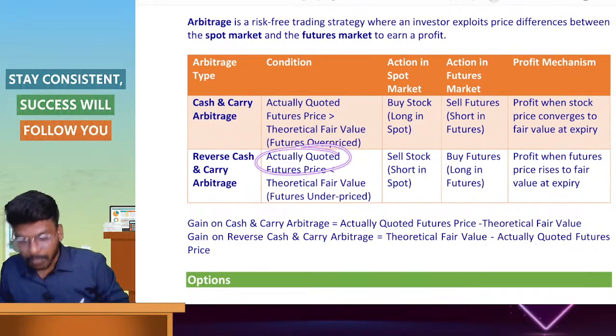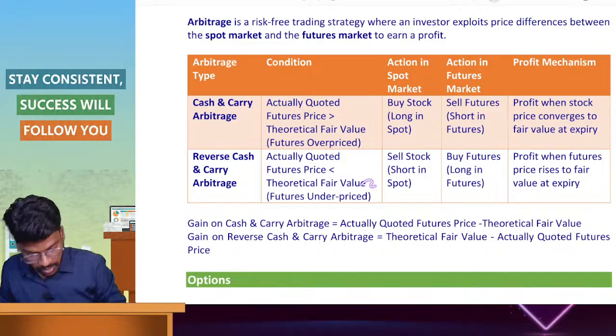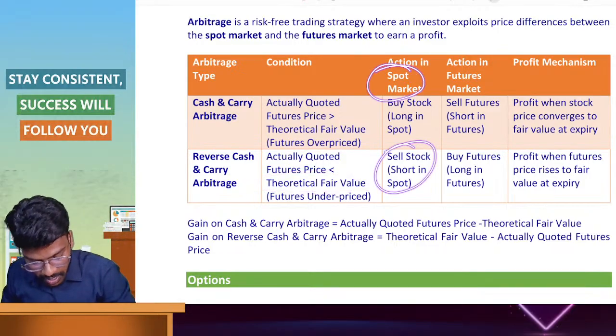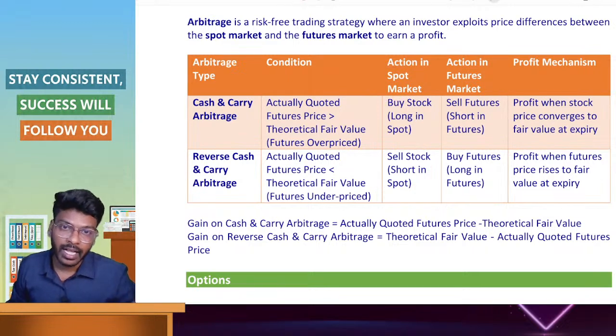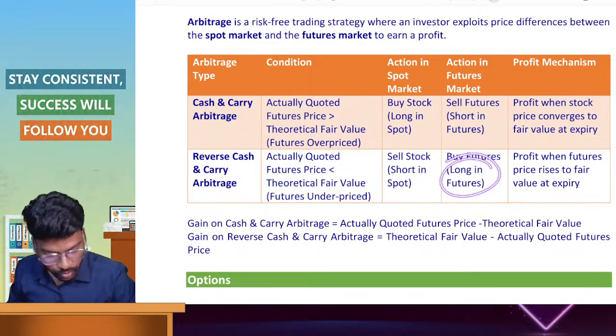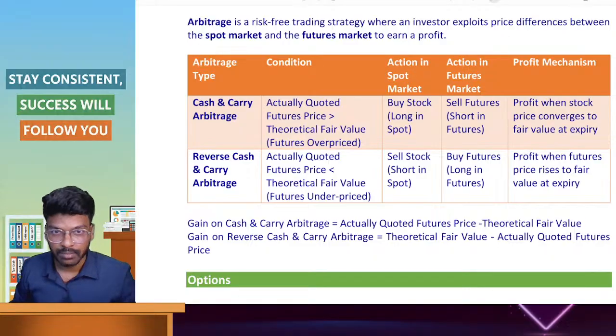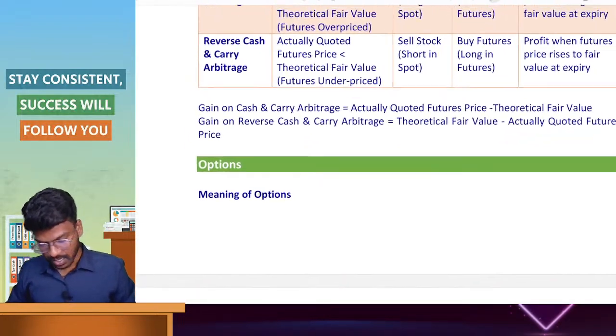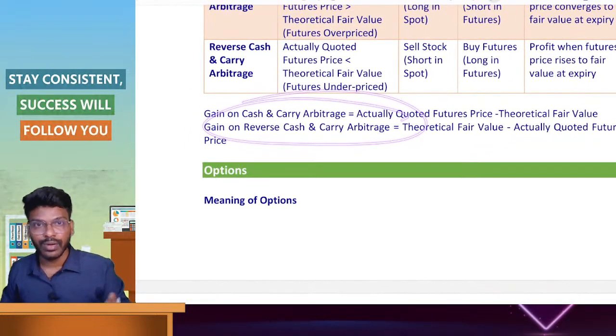If the actually quoted price is less and the theoretical price is more, then in the spot market they will take a short position. In the futures market they will go for a long position. Okay, that's it. This is the formula to compute gain or loss.